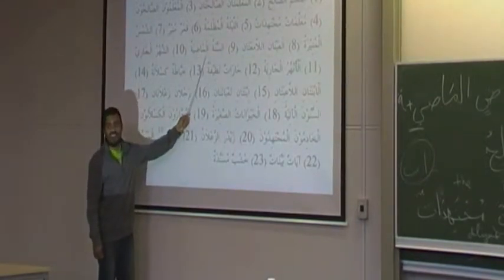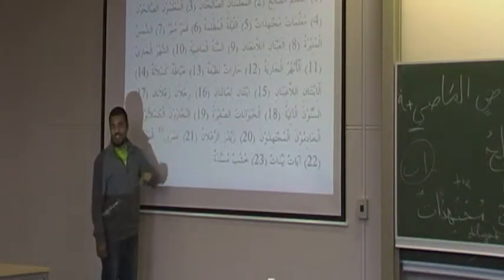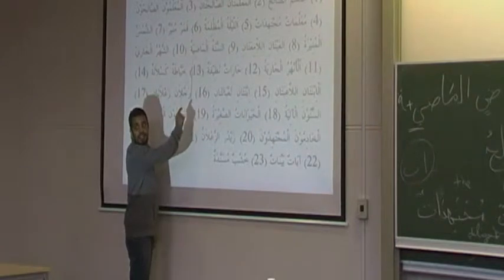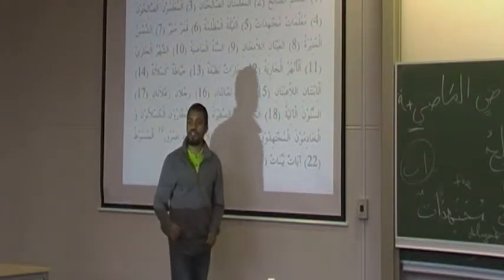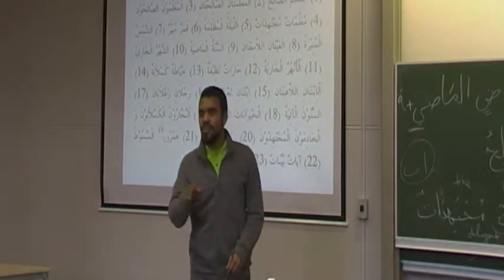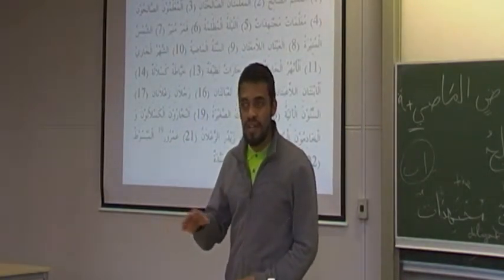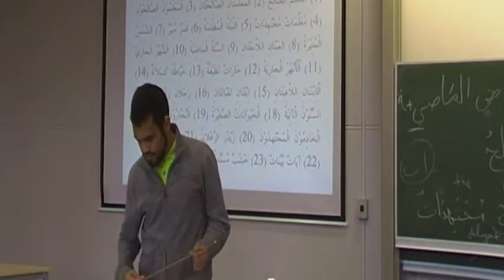With me. Al is there and al is there. Singular. Dhamma. Feminine. Always check that the four things are there. Check, are both feminine, are both dhamma, are both al, or both have tanween, right? Check the cases, check the states. Okay.